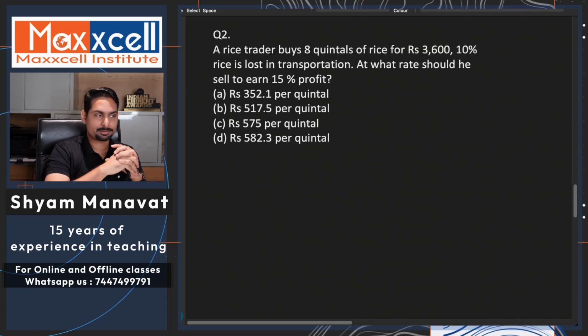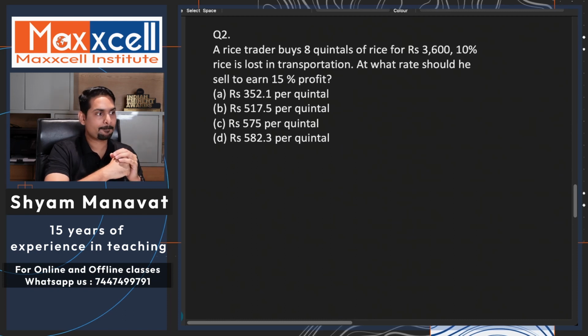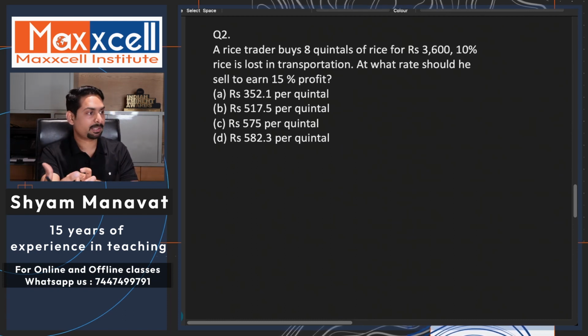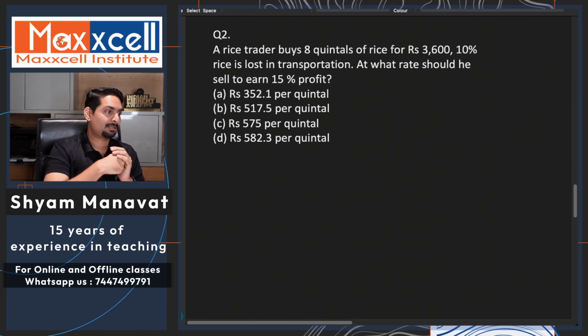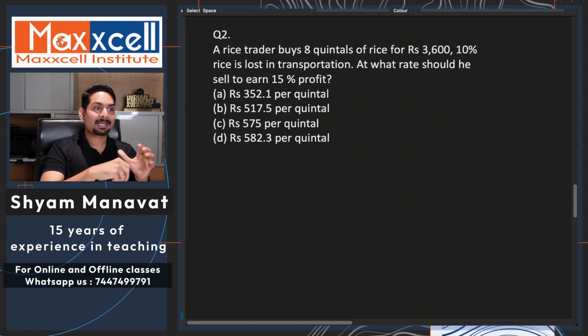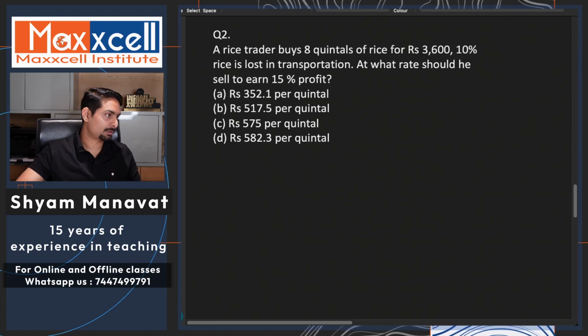Is the question clear to you? Look at the question. 8 quintals of rice, bought for 3,600. 10% of rice is lost in transportation. The remaining rice, the 90% whichever is remaining, at what price shall we sell it so that we gain 15% profit? In this particular case, you don't have to make the quantities equal.